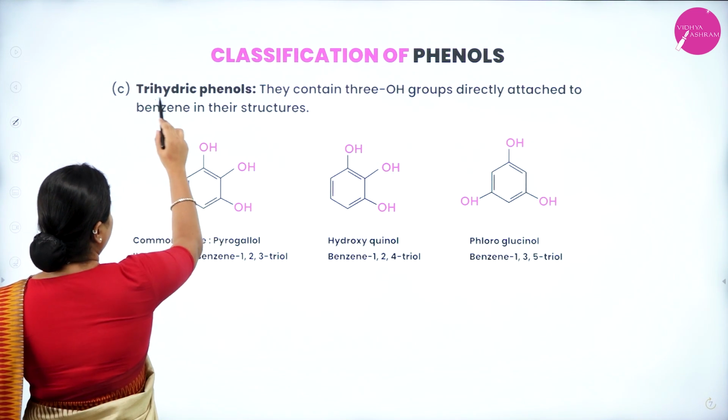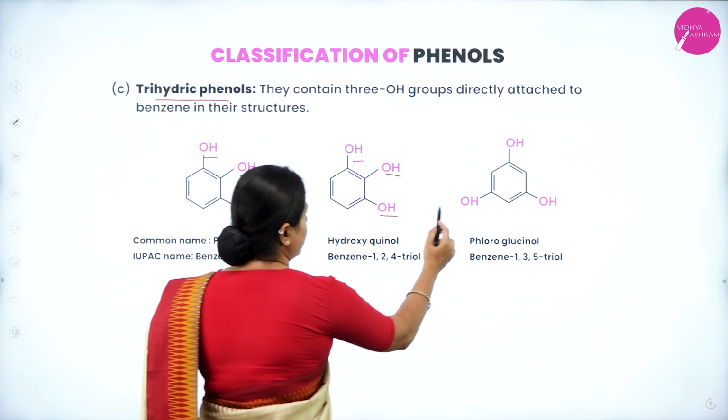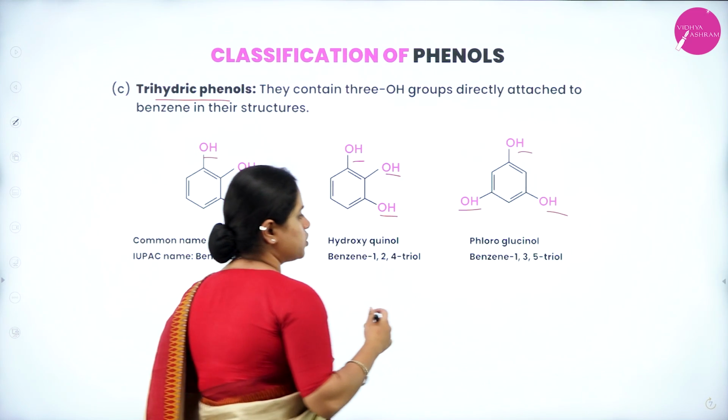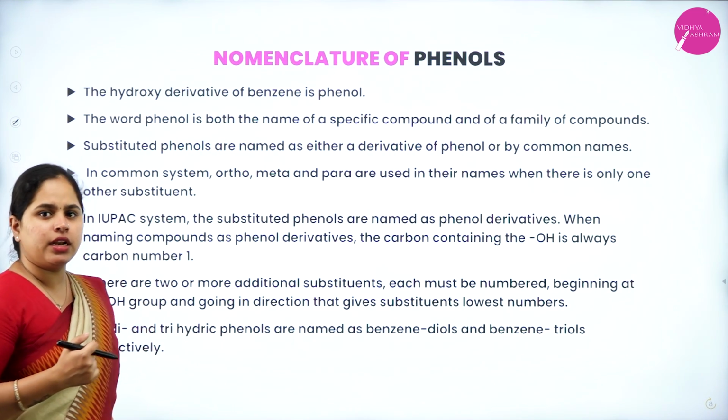Next one is trihydric phenol. As you can see, 1, 2, 3. Here also 1, 2, 3. Here also 1, 2, 3. So, this is called what? Trihydric phenols, right? Now, nomenclature of phenols.